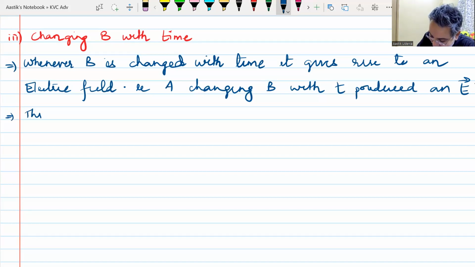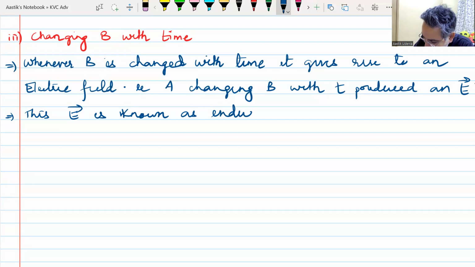This electric field is known as the induced electric field. So in whatever space you have a changing magnetic field with time, that changing magnetic field will produce an electric field. This electric field which is produced by a changing magnetic field is known as an induced electric field. Do we understand this? Yes, sir.